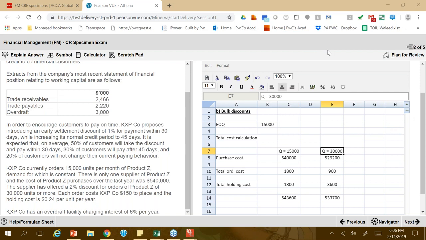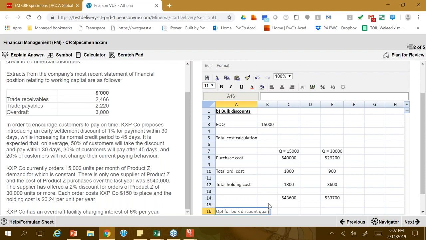So opt for the bulk discount quantity as it is cheaper. And it would usually be cheaper because that's how the discounts work. The discounts do decrease your cost, so it would usually be cheaper. So this was the requirement here on this. Can I now take any questions at this point?